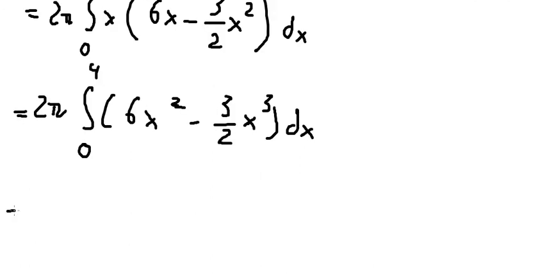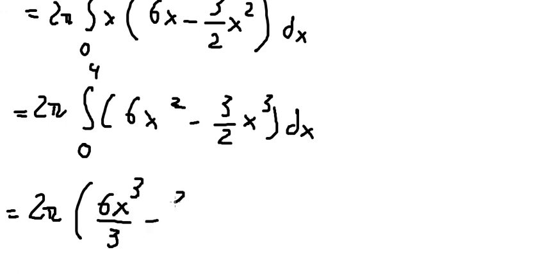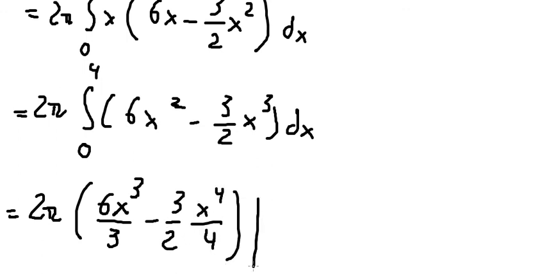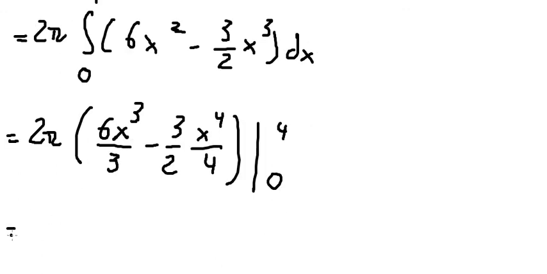And now we have the final answer. The integration of x squared, we have x to the power of 3 over 3. The next one is x to the power of 4 over 4. And we put the bar from 0 to number 4. Now I will put number 4 in here, number 0 in here. So we will have the final answer.